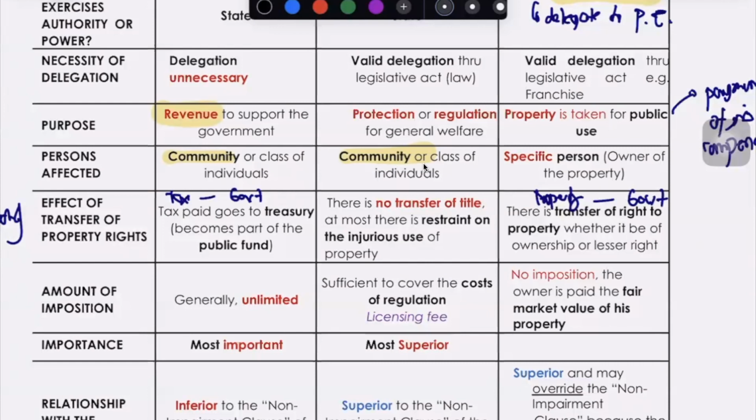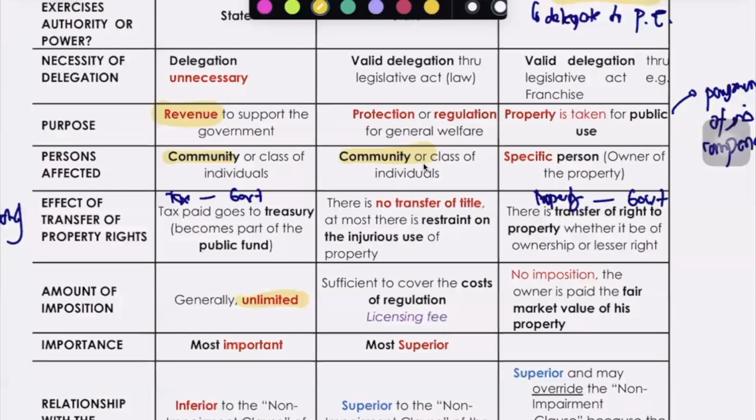As to the amount of imposition, the amount imposed in taxation is unlimited. Why is it unlimited? It depends on the state on how much they will impose. If they will impose a 90% tax rate, we cannot do otherwise, so we must oblige to it. So it is generally unlimited depending on the legislation provided by our legislature.